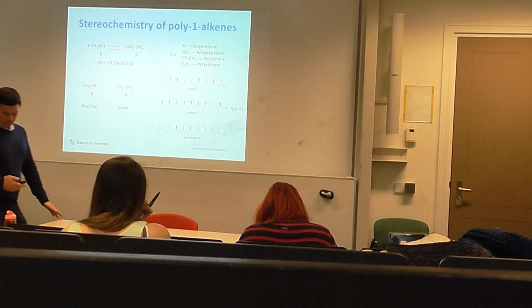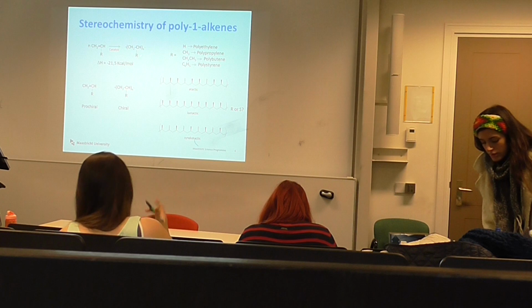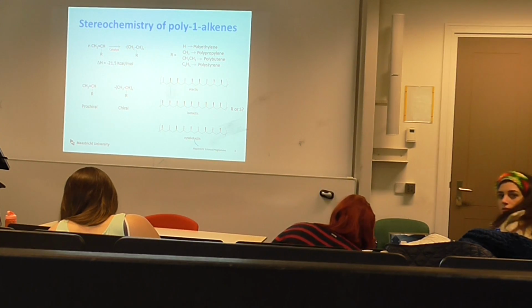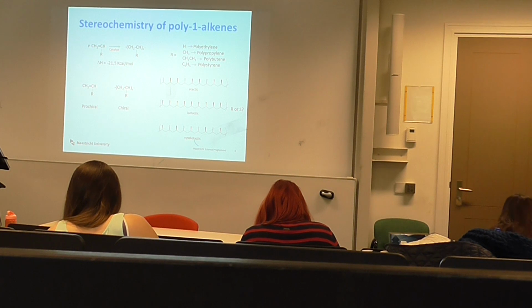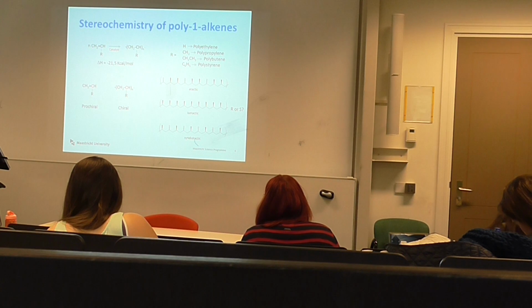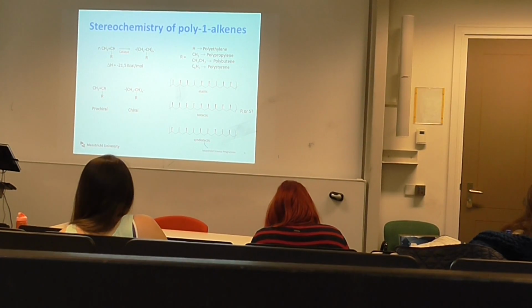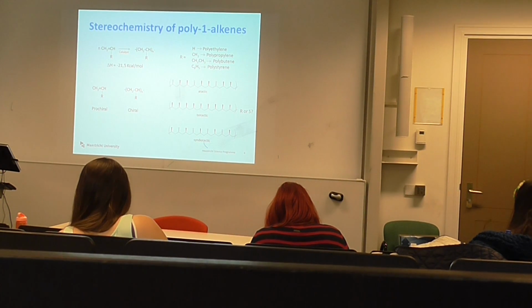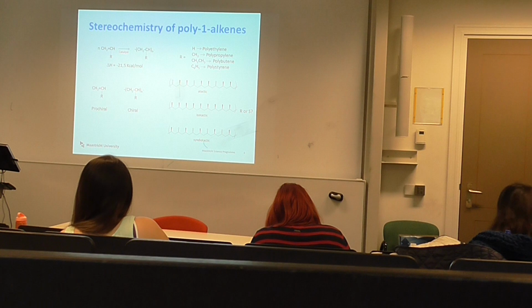So, first of all, the stereochemistry of poly-1-alkenes. This is the reaction: you start from an alkene, you open the double bond, and you create the polymer. We are not going to look at the reaction itself, but we focus our aim on the catalyst. Just a bit of background. This is a very highly exothermic reaction, so it produces a lot of heat, which you have to remove in your process.